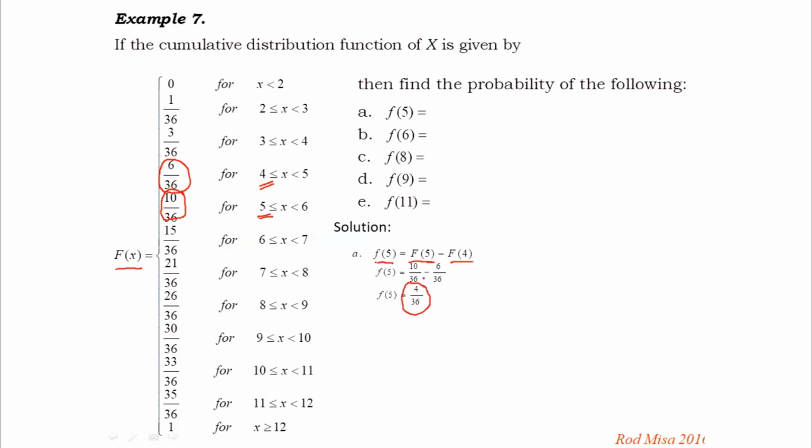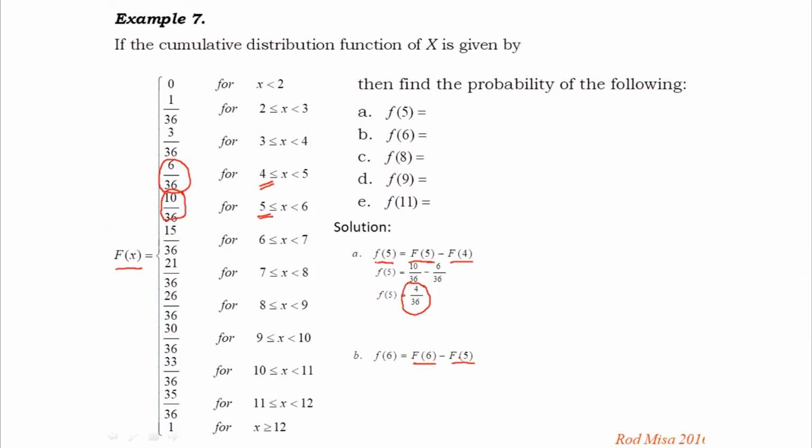And solving for the probability value for the random variable of 6, we have the big F of 6 minus the big F of 5, since the big F of 6 is the sum of all probabilities from 6 and below, and the big F of 5 represents the sum of all probabilities from 5 and below. So from 6 and below minus from 5 and below, the remaining random variable is only 6.